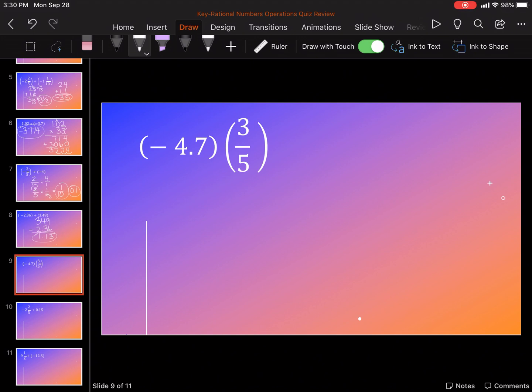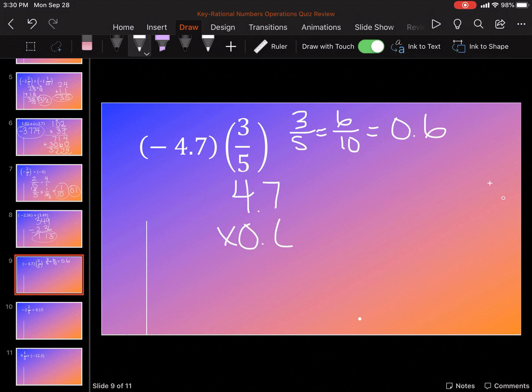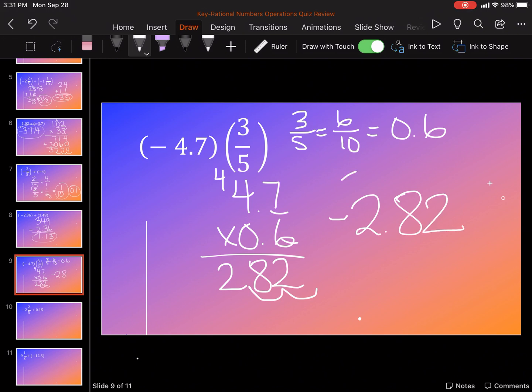For this one, I am going to go decimals. So 3/5 is 6/10, which is 0.6. So I'm going to multiply 4.7 times 0.6. 6 times 7, 42. 6 times 4 is 24, plus 4 is 28. Whoops. Said the right thing, I wrote the wrong thing. 2 places behind the decimal. And our 1 positive and 1 negative, it's negative 2 and 82 hundredths.